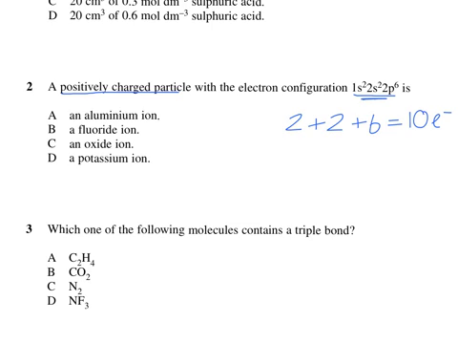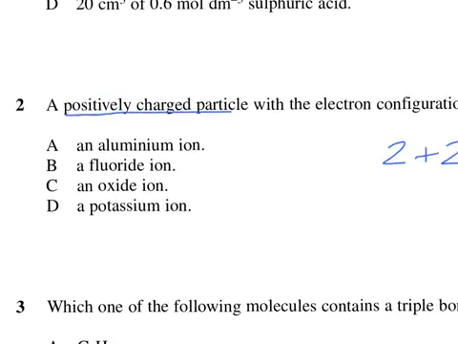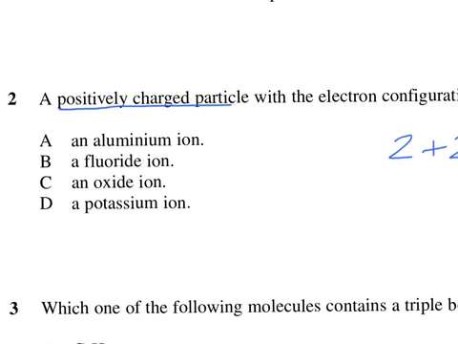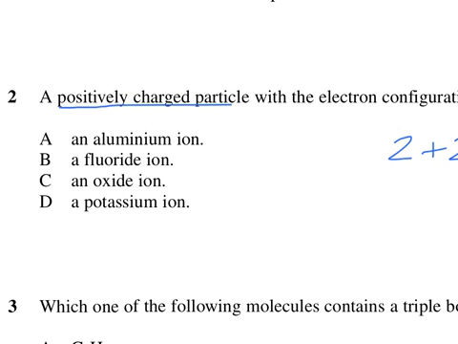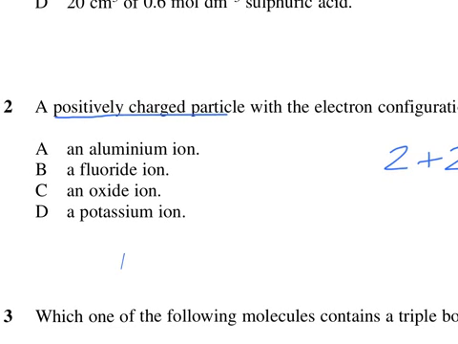And then it's working out for each of these ions how many electrons they have. So we're looking for the ion that has 10 electrons, but also the ion that has a positive charge. So let's look at aluminium first of all. At this stage you need to look at your periodic table and find aluminium. Its mass number is 27, its atomic number is 13.